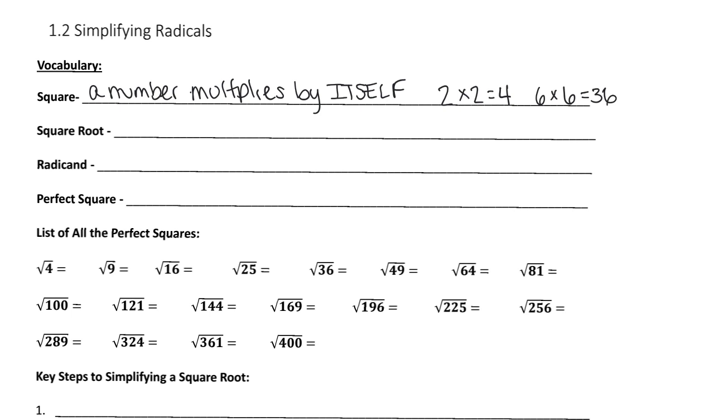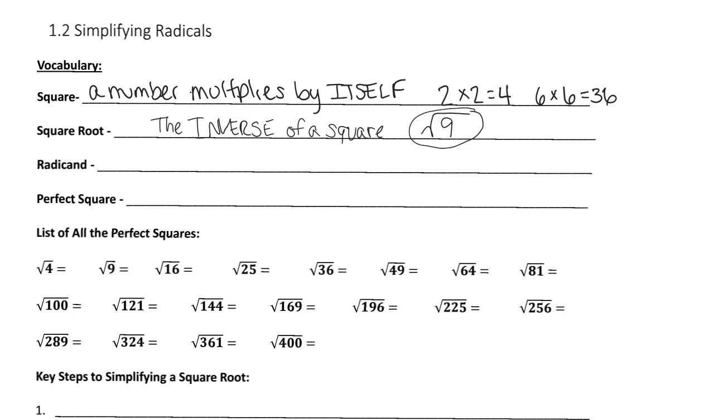A square root is the opposite of that, right? So it's the inverse or the opposite of a square. So a square root is something like this. So this is a square root. So we're taking the square root of 9. So we're trying to figure out what times itself will give us the number 9.